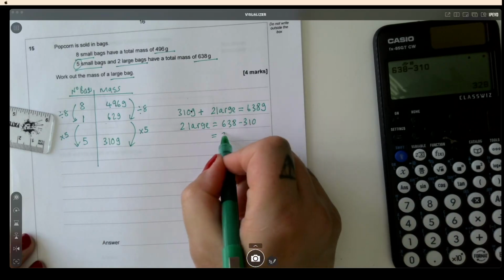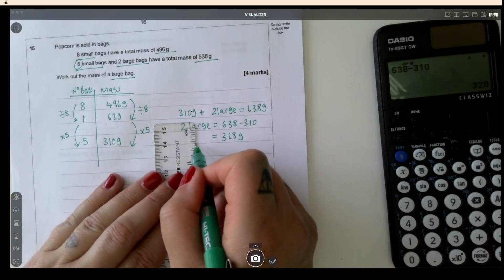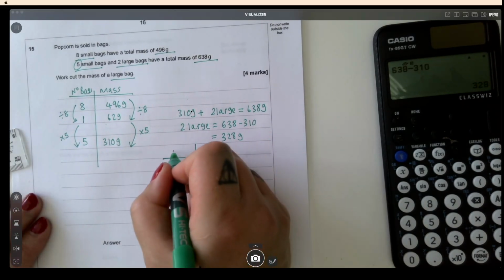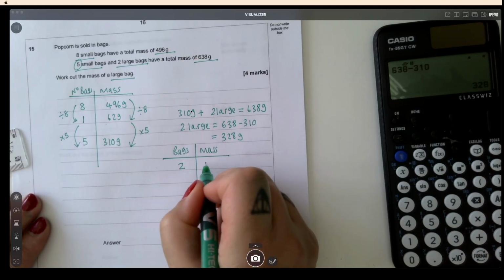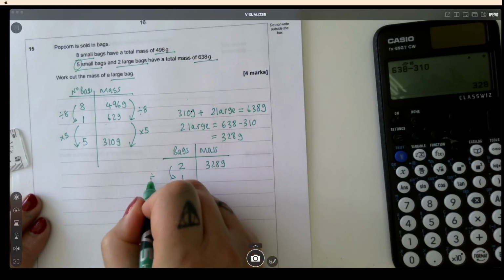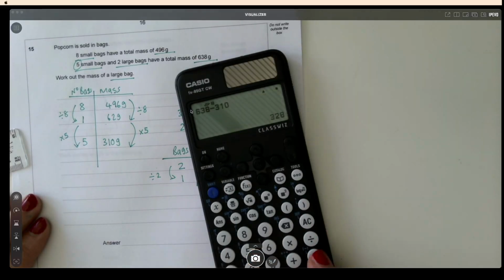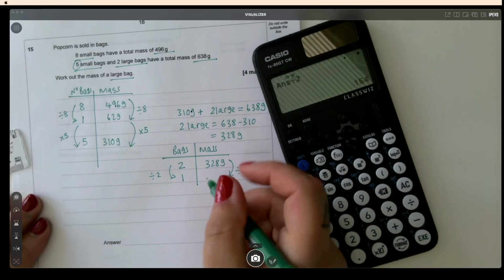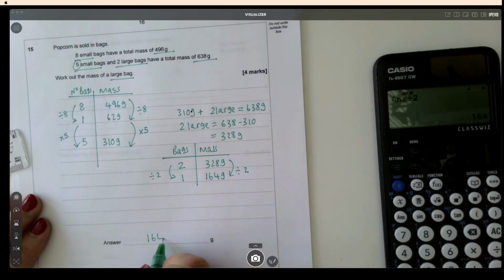It's 328 grams. So that's the weight of 2 large bags. Again, this is for the large ones. So 2 bags is 328 grams. If I want one bag, I'm simply going to divide by 2 and halve that. So 328 divided by 2 tells me that one bag weighs 164 grams, and that's our answer.